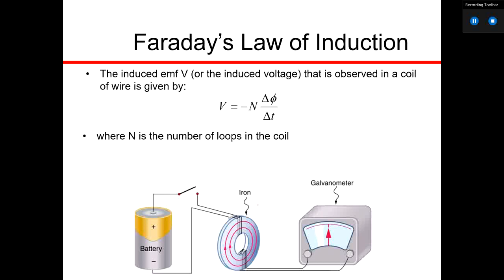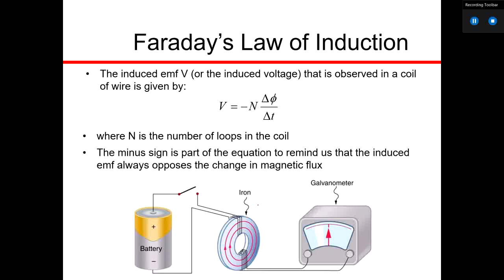If we had a single wire, that would just be 1. Notice that there's a negative in front here. A way I like to remember this is that nature opposes change. Things, including people, generally don't like change. So this negative sign shows us that the induced EMF is always going to be in the opposite direction of the change in magnetic flux. Again, this is our flux change, and this is our time change.